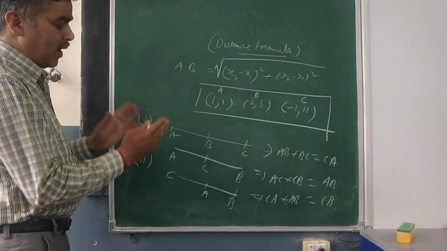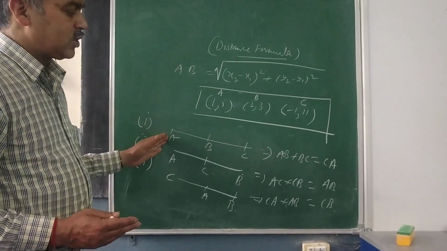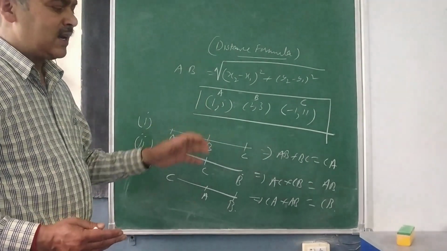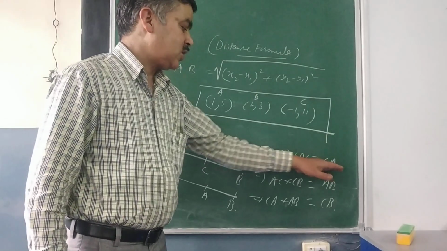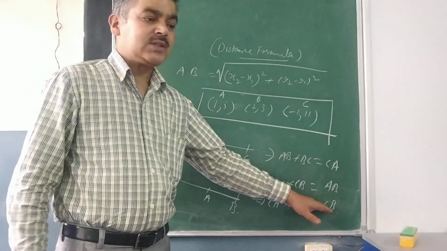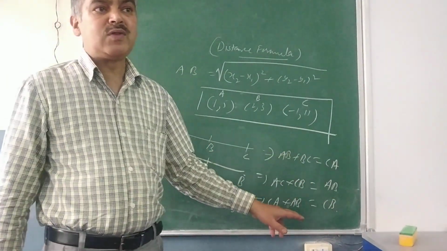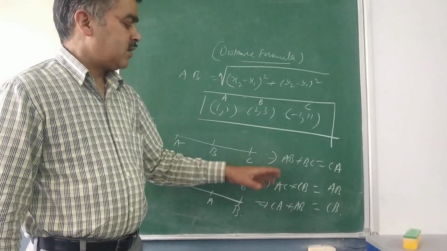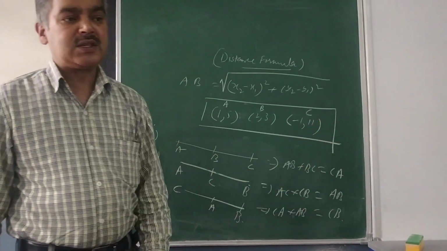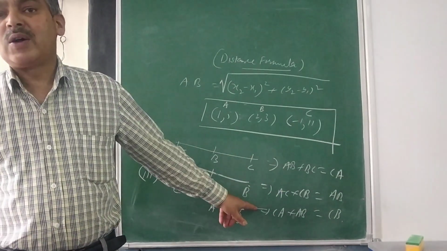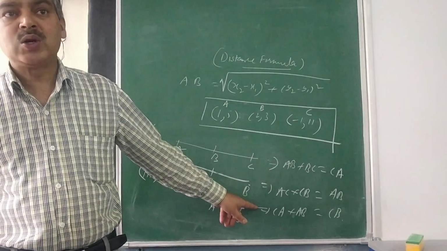So once you have found the distance of all three, AB, BC and CA, check in all three cases what result is coming. Out of three, if any one is satisfied, that is, left hand side is equal to right hand side, then you can say that the points are collinear.